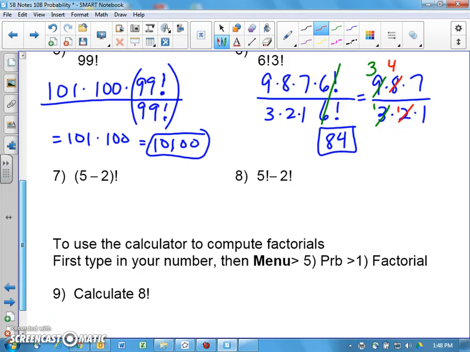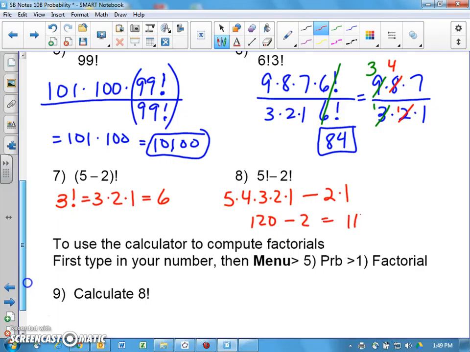This becomes, do your parentheses first, so this would be 3 factorial, which is 3 times 2 times 1, which is 6. This one becomes 5 factorial, so 5 times 4 times 3 times 2 times 1, minus 2 factorial, which would be 2 times 1. 5 factorial would be 120. 2 factorial is 2, so I get 118. What this tells me is that factorials cannot distribute.